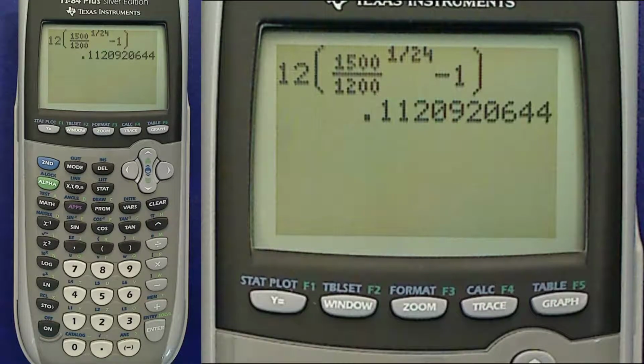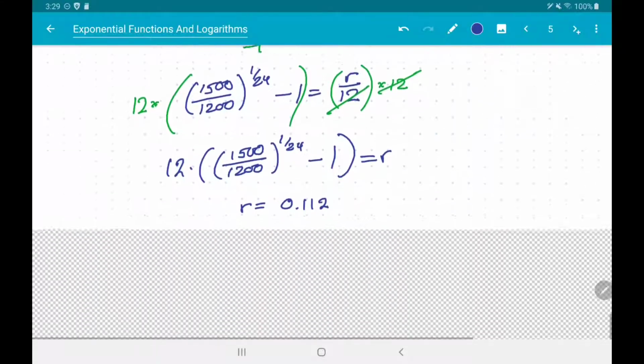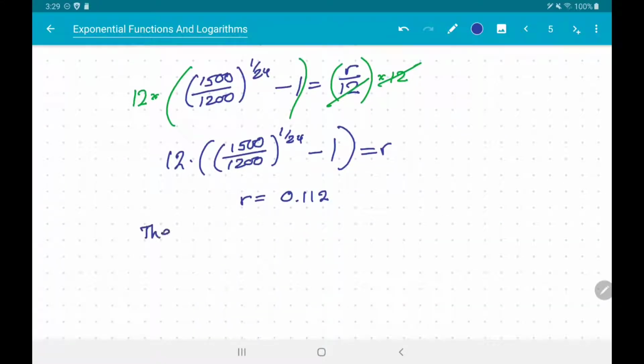Now, usually interest rates are advertised as percentages. So an APR, an annual percentage rate. So probably the best way to express this is to say that the required APR, annual interest rate, is, and then express this 0.112 as a percent. And what is that? That's 11.2%.